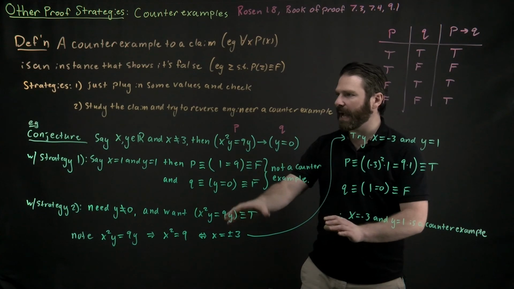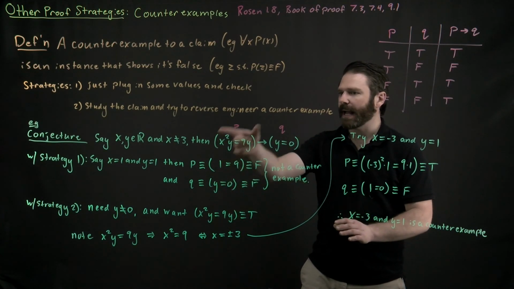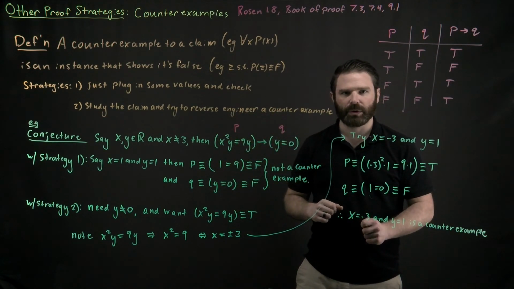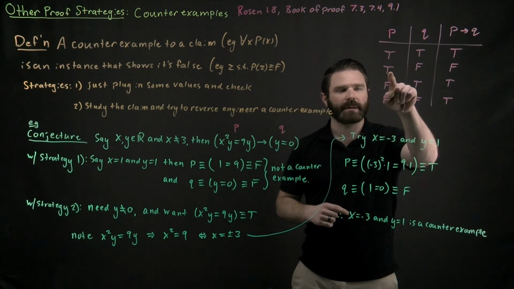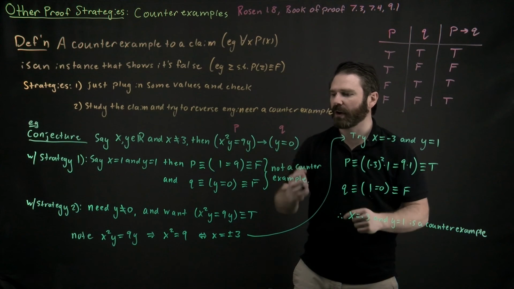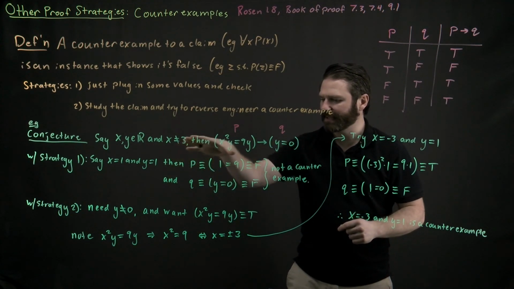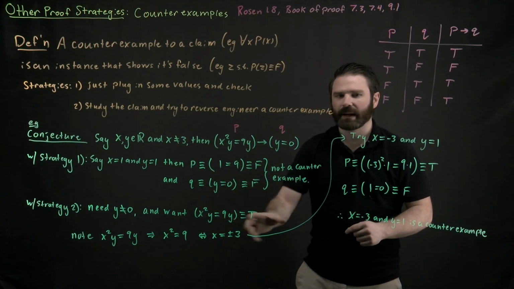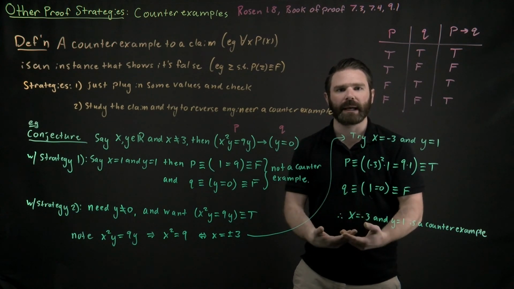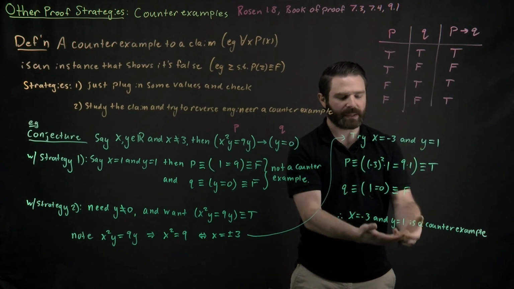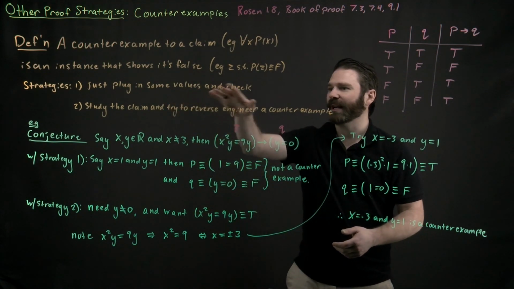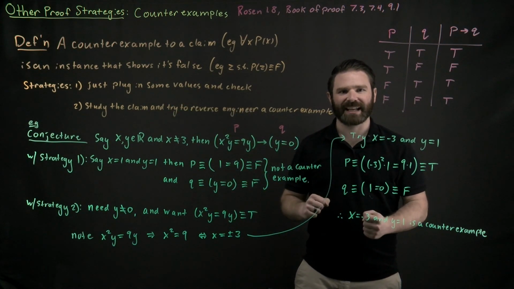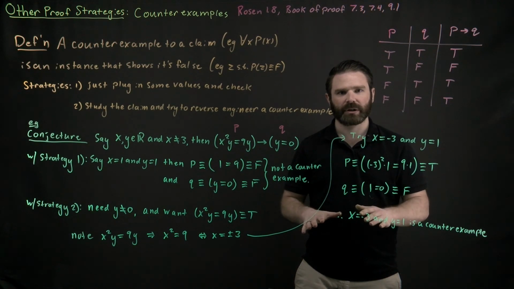And so you can see how this second strategy right here, I had to reverse engineer my counterexample. I knew that I was looking for an instance where my hypothesis was true and my conclusion was false. So I went ahead and set up that situation and figured out what the possible values could be. And that led me to my particular counterexample, which oftentimes can be more efficient than just randomly plugging in values and checking. Sometimes you need to reverse engineer your statement.